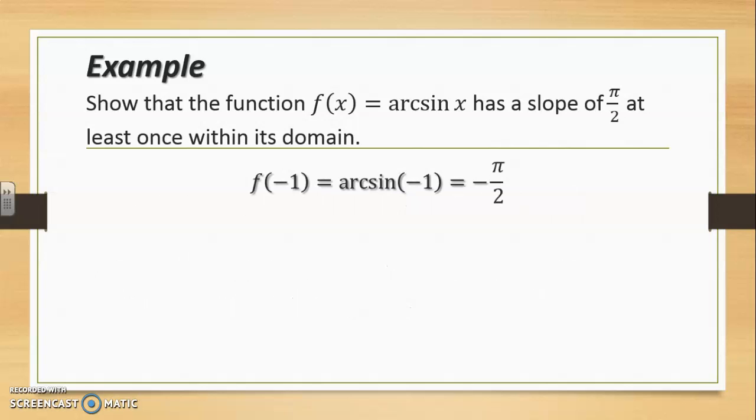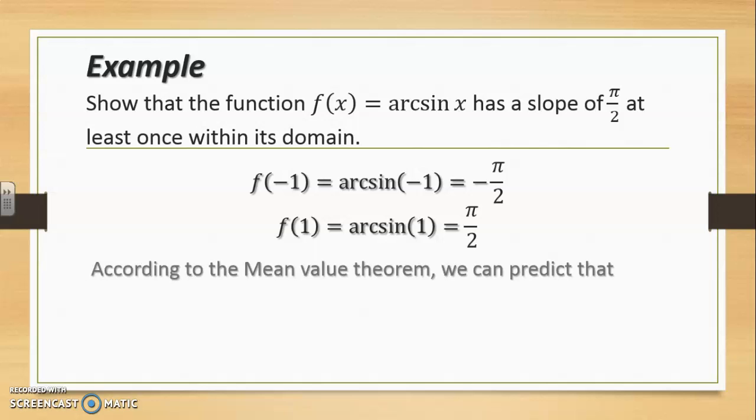F at minus 1, the left bound of the interval we're considering, is minus pi over 2, and the function's value at 1, arc sine at 1, is pi over 2. So according to the mean value theorem, which allows to be used as long as we have continuity from minus 1 to 1, inclusively in this case, and differentiability from minus 1 to 1, despite the fact the bounds are not differentiable themselves, it's still acceptable.